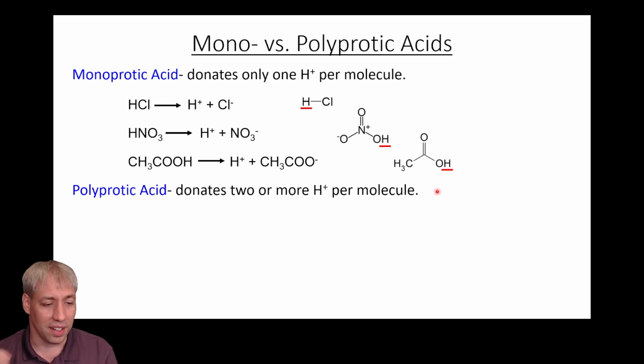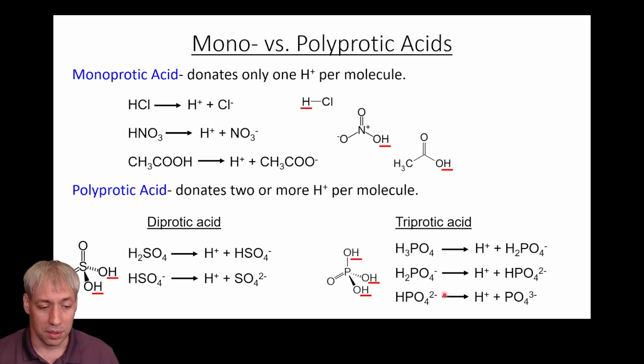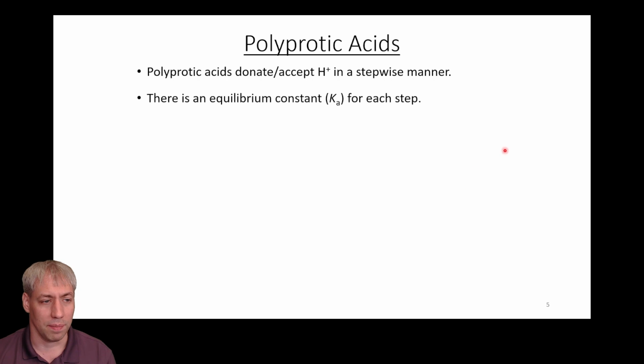A polyprotic acid, on the other hand, can donate more than one proton per molecule. H2SO4 is a diprotic acid where it can donate one proton, and then it can donate a second proton. Similarly, you have phosphoric acid. In this case, it can donate three protons: first proton, second proton, third proton. That's what makes them polyprotic, because there's more than one proton.